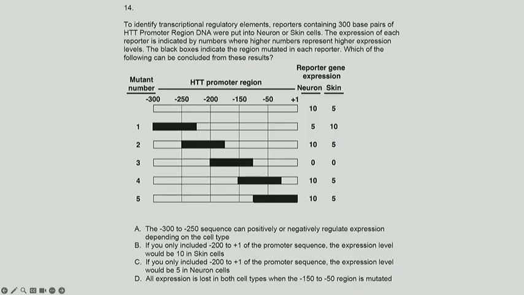So walking through it, in number one, when you mutagenize the minus 300 to like the minus 225 region, suddenly your expression level flips, right? You get lower expression in neurons and higher expression in skin. Then you mutagenize the minus 250 to the minus 175, and you have normal expression again. So what does that tell you about where that regulatory element is that is making the expression flip?